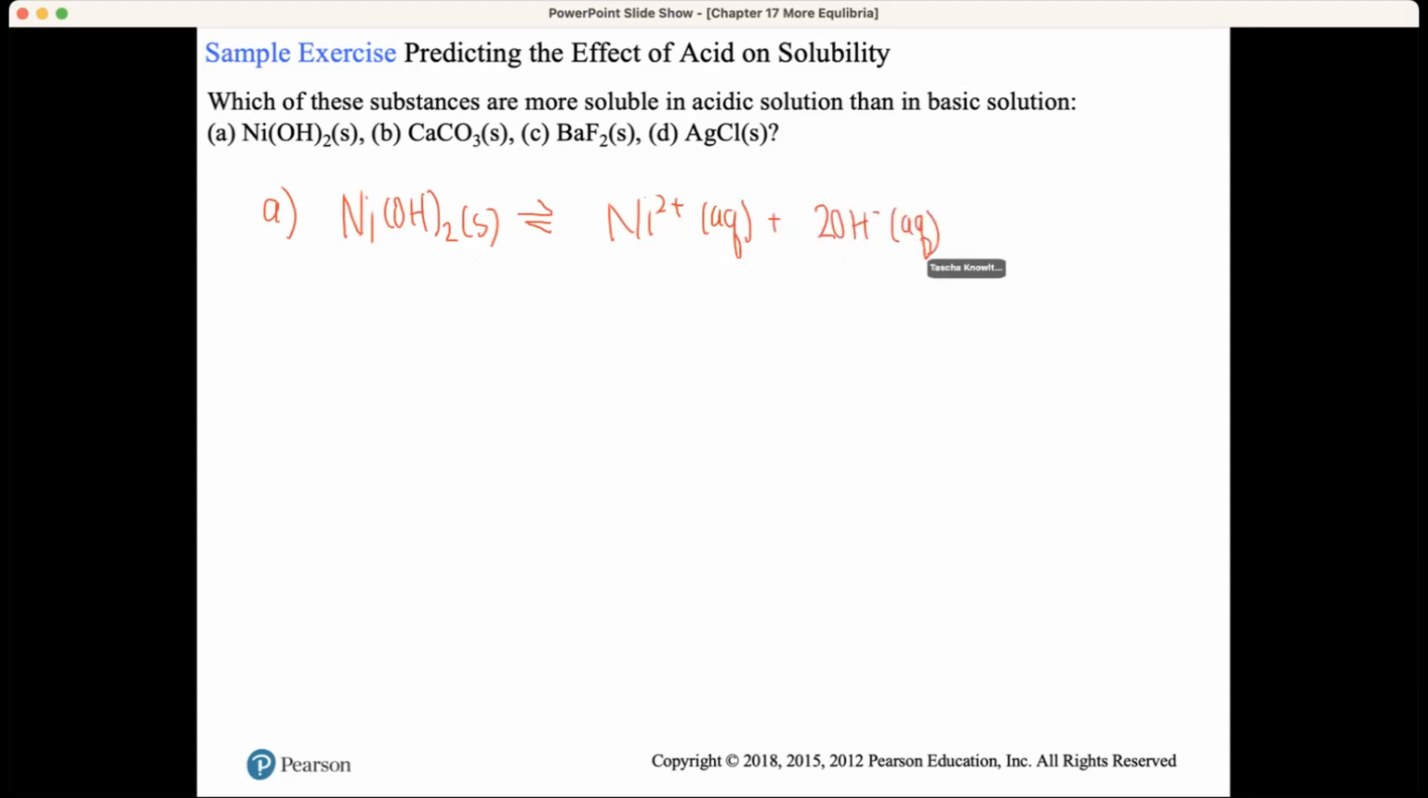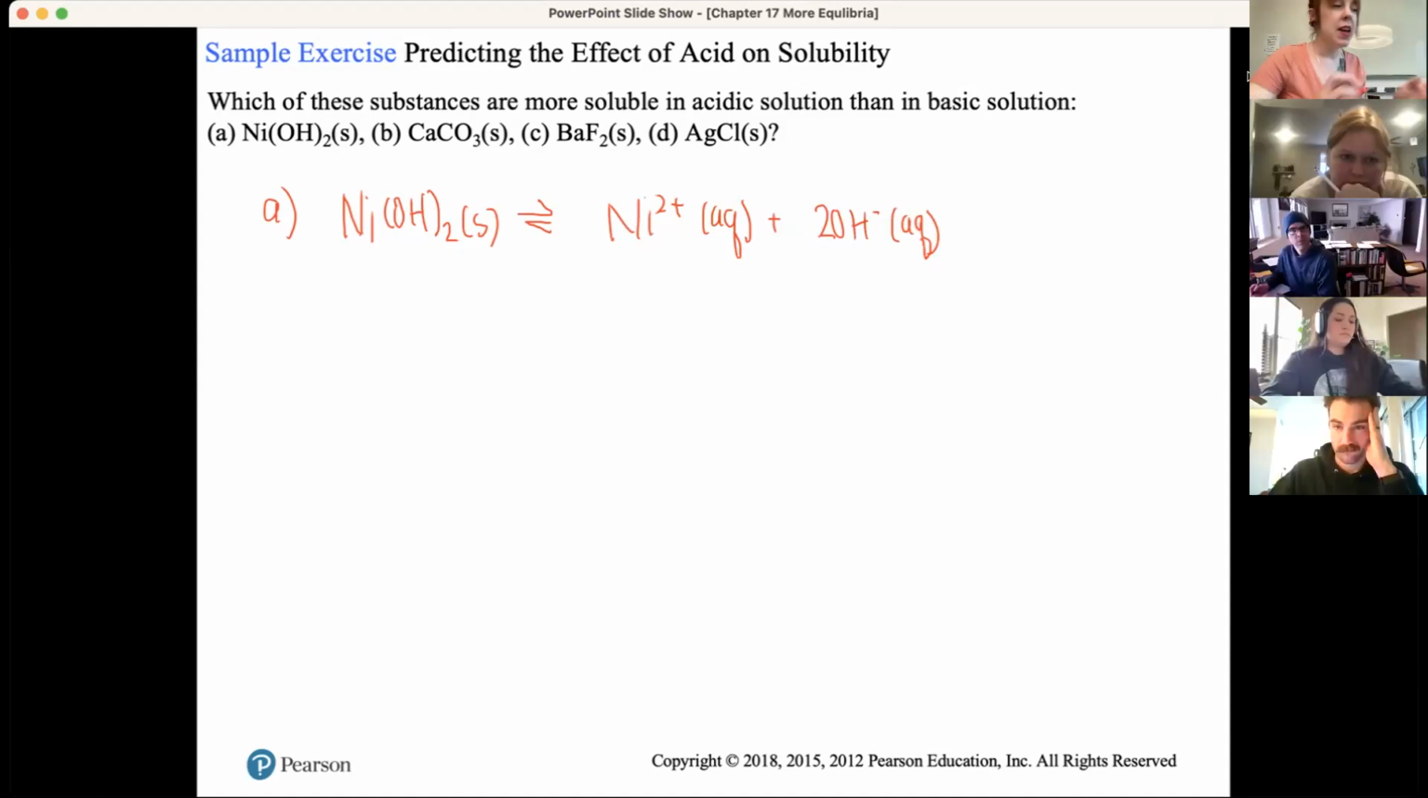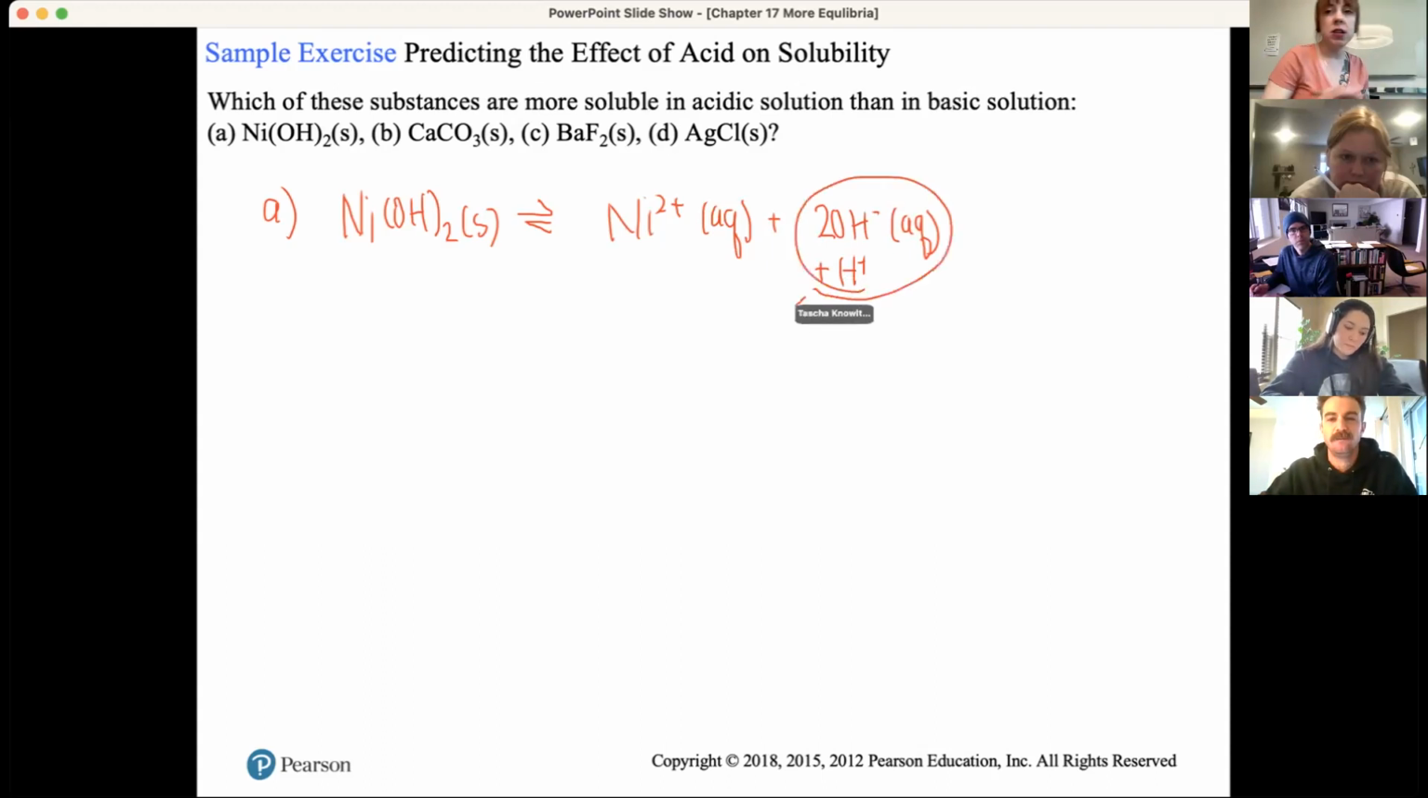So let's just think, it says, which substance is more soluble in acidic or basic solution? Let's assume I have an acidic solution, and let's think about Le Chatelier's principle. If I add a bunch of H pluses over here, what happens to the hydroxide? Do I add more hydroxide? Do I take out hydroxide?